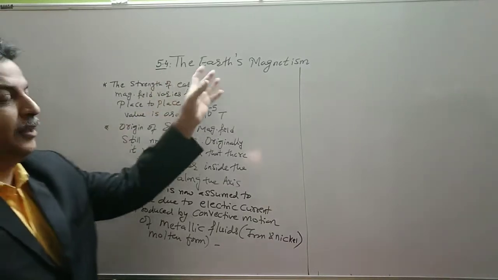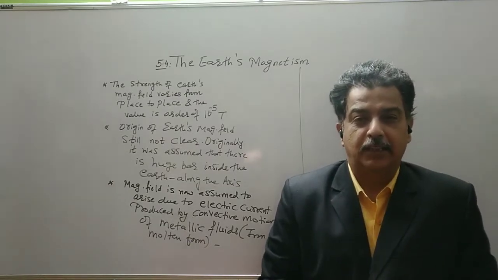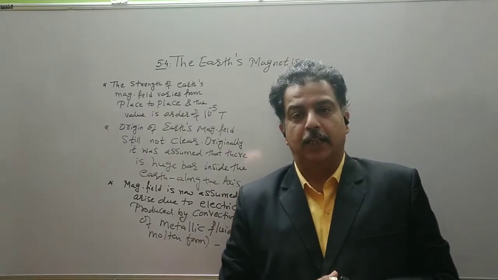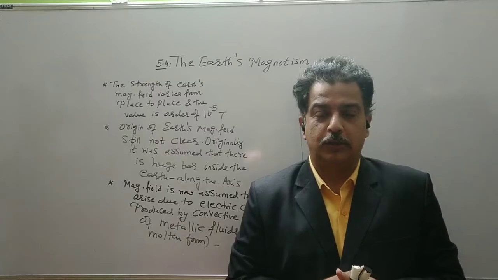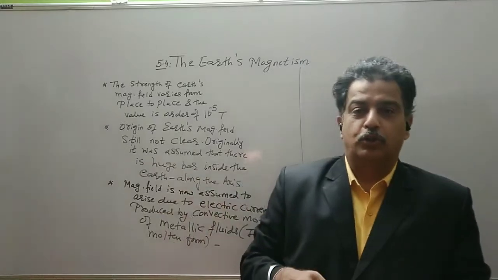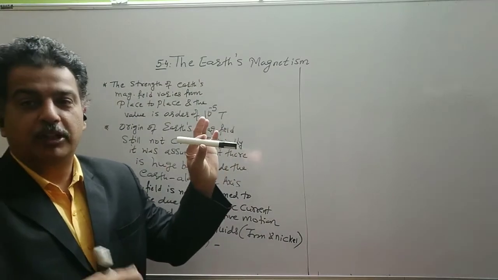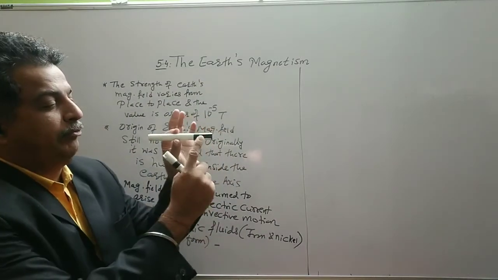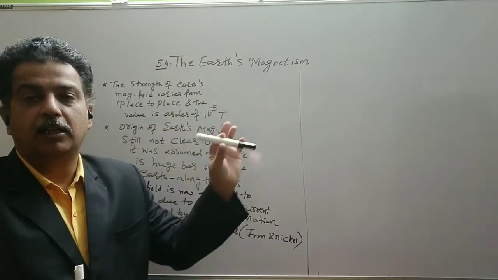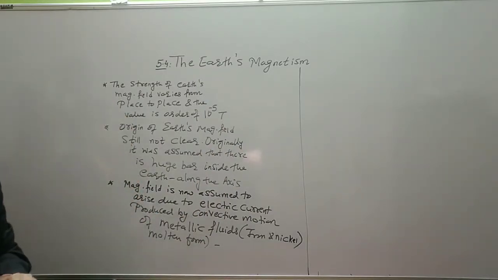Now the next topic is the earth's magnetism. In the introduction we discussed that a lodestone, or a magnetic needle, always points towards the geographic north. Whenever a bar magnet or a lodestone is suspended freely, it always points in a particular direction, which we call north. Even if we rotate it by a small angle, it will again align towards the north. It means there is some magnetism property related to the earth.